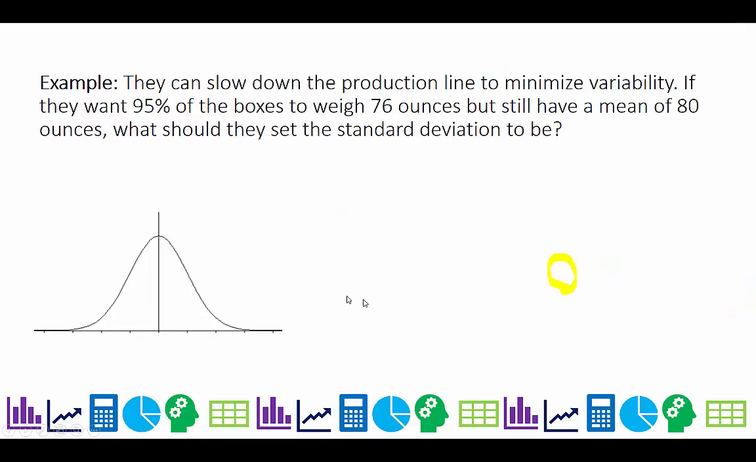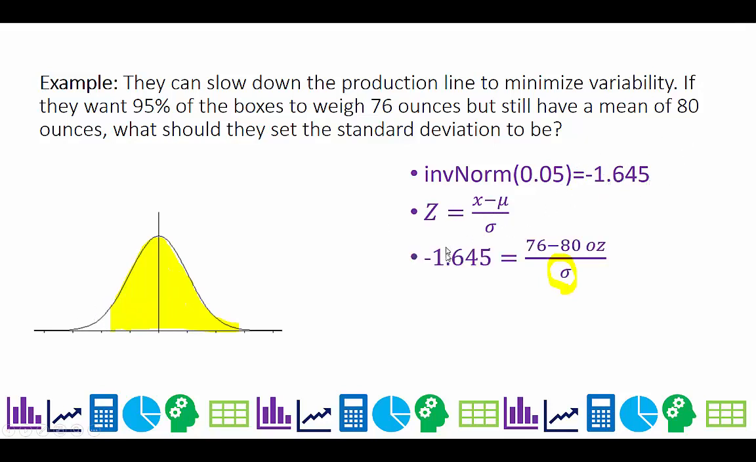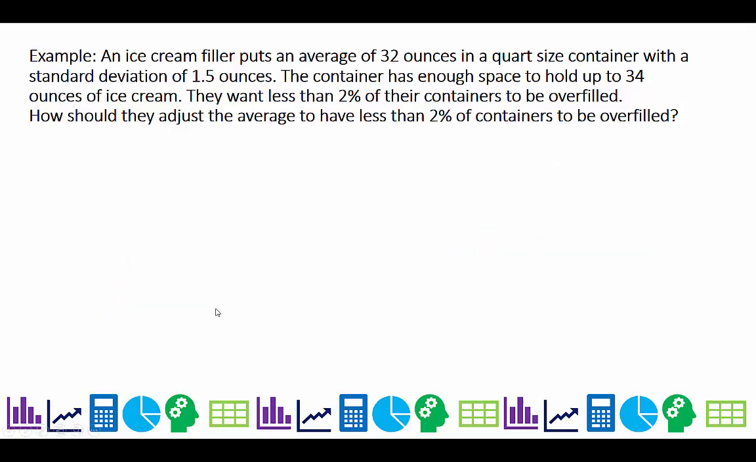Pretty straightforward, really. Now, they can slow down the production line to minimize variability. If they want 95% of the boxes to weigh 76 ounces but still have a mean of 80, what should they set the standard deviation to be? So 95% weigh 76, and this is 80 here. So inverse norm is going to be 0.05 because I'm on the left side. That's negative 1.645. Go ahead and substitute that in. I'm solving for sigma here. So when I cross multiply, the sigma ends up over here. Divide both sides by negative 1.645, and I get 2.43 ounces.